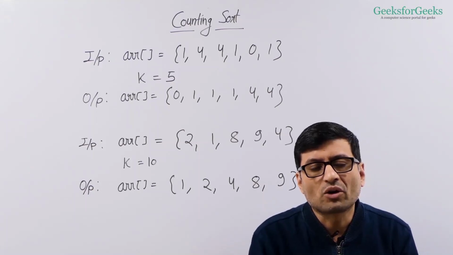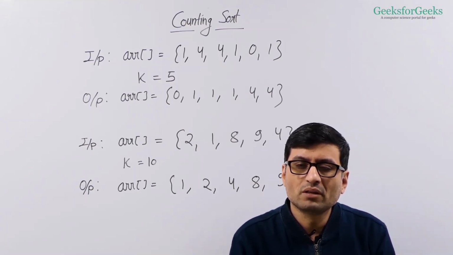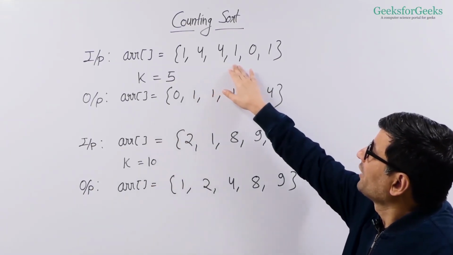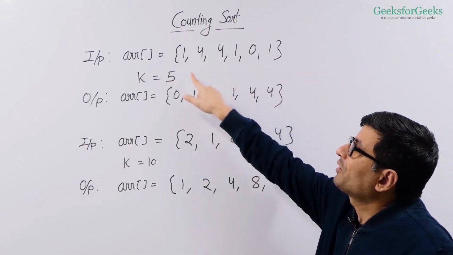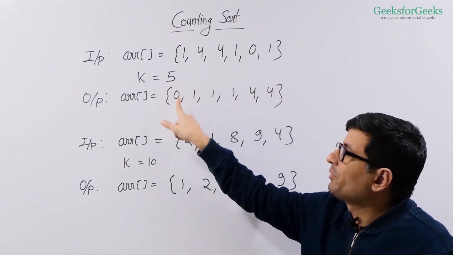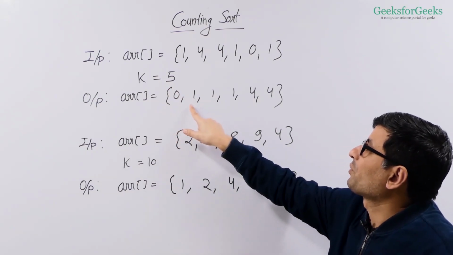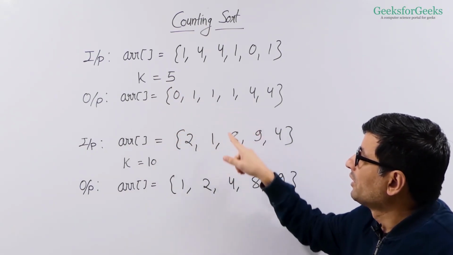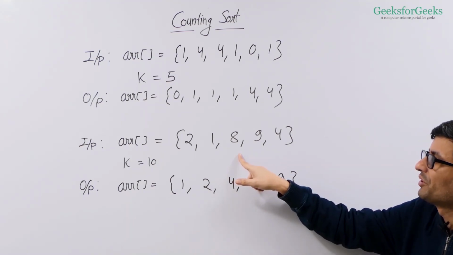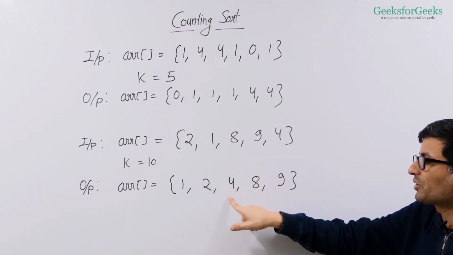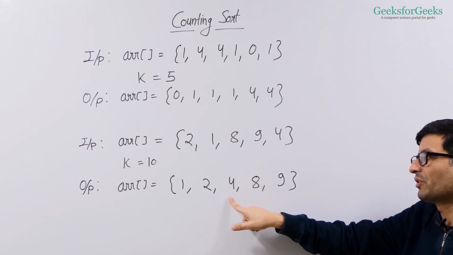Let us understand counting sort with this example. We have an array ARR with the range of elements from 0 to 4. So we have k equal to 5 and we want to sort this array. So our output array is going to be sorted. Now in this example, k is 10, so elements are in range from 0 to 9 and we want to sort this array. So we want this as output.